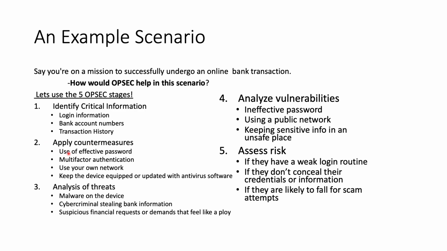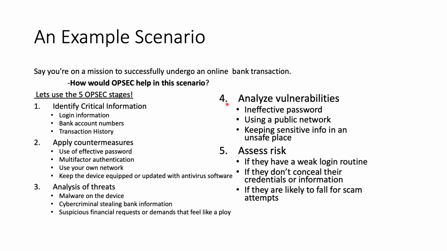If we look at applying countermeasures, these will be things like an effective password, multi-factor authentication, using your own network, stuff that I mentioned before. And also you could keep the device equipped or updated with antivirus software. That's something else that could help, or a good example of a countermeasure. Analysis of threats. In this case, this would be stuff like, is there malware on the device? Is the cyber criminal trying to steal bank information? Are you seeing suspicious financial requests or demands? An example of this is phishing, which we hear a lot of.